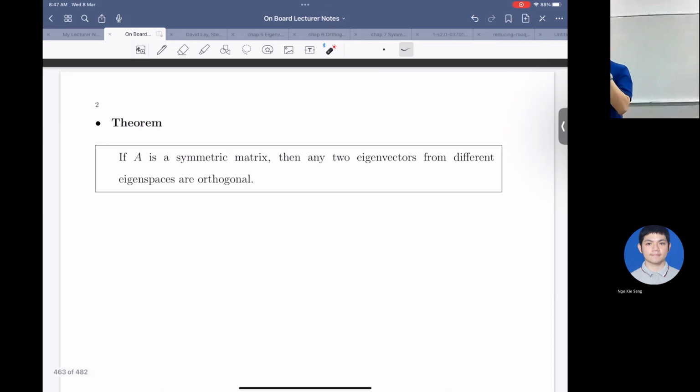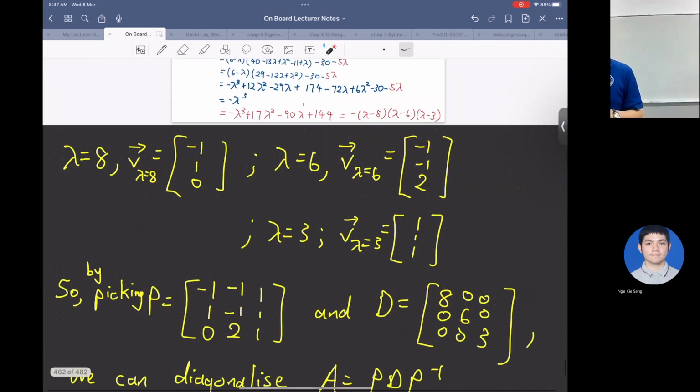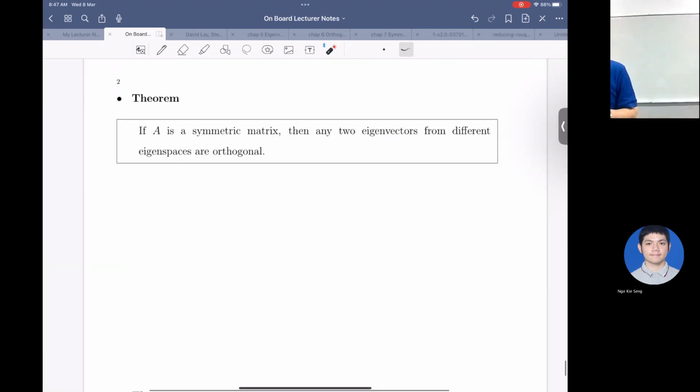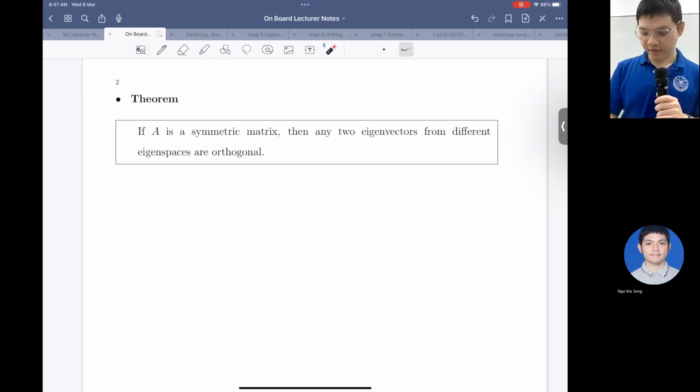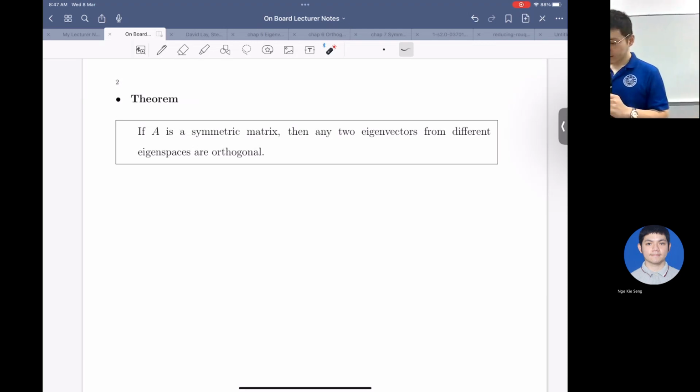Okay, but this theorem here, we won't prove it, but I just give you this example and you try to remember it. This is an example. This is the property of a symmetric matrix: any two eigenvectors from different eigenspaces are orthogonal.